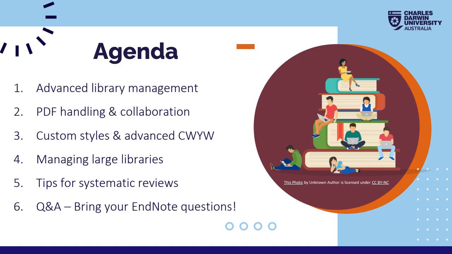So what we'll be covering today is the advanced features of EndNote. So things that go beyond simply adding references into your EndNote library, things about managing your references to make them work for you at the stage of study that you're at. EndNote has powerful capabilities to allow you to manage and keep PDFs and then to collaborate and share those PDFs with your colleagues as well. You have the ability to add in custom styles and use advanced cite while you write features, and to manage and share your libraries as well. So we'll be talking through some of those.